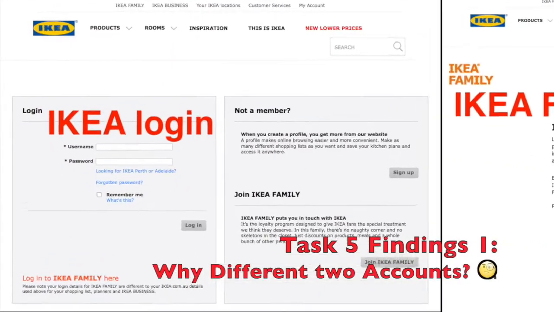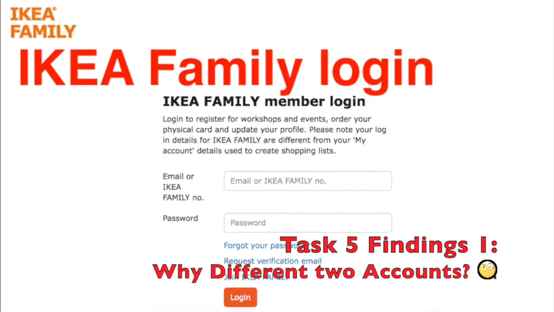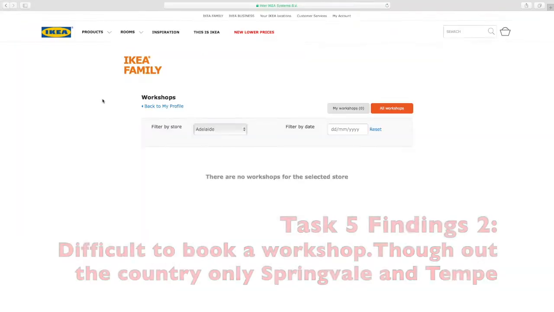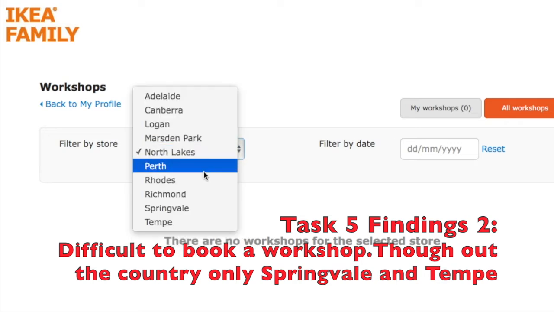Task 5. IKEA family. Many participants mentioned that it is silly to create two accounts in the same website. They have to fill in the personal details 2 times. It would be better to combine them together. It is difficult to book a workshop in the IKEA family system. The workshops are only available in Springvale and Tempe throughout the whole country.